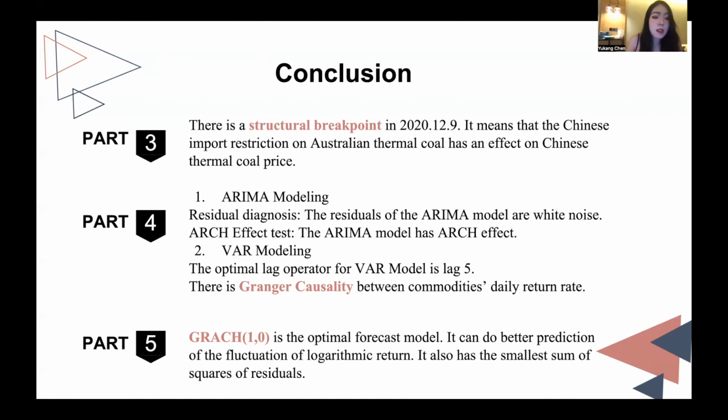Secondly, we studied VAR modeling. We found that the optimal lag order for the VAR model is lag 5, and there is Granger causality between the commodities' daily return rates. In the fourth part, we did our further research using the GARCH model. It suggested that GARCH 10 is the optimal forecast model. It can better predict the fluctuation of the logarithmic return. It also has the smallest sum of squares of residuals. Thank you. That is all of our presentation.